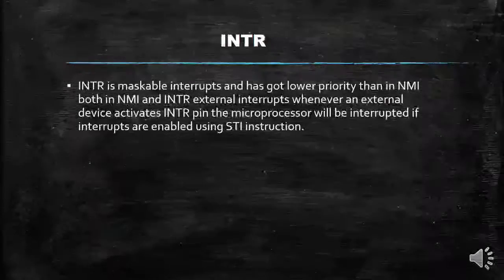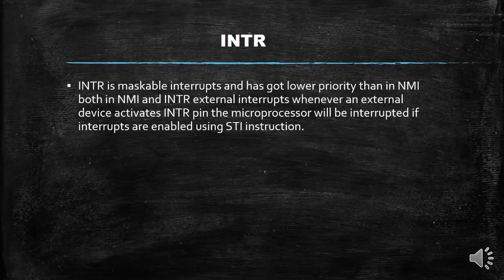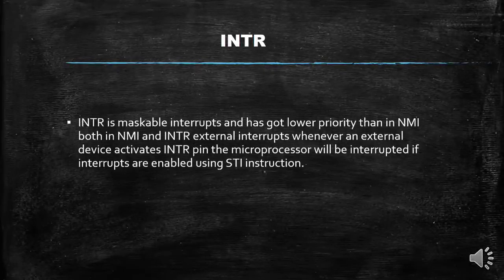First one, it completes the instruction that is in progress. Second, sends a low signal twice on the INTA line and receives the type number, say N. Third one, flag register contents are pushed onto the stack. Fourth one, CS value of the return address is pushed onto the stack. Fifth, IP value is pushed onto the stack.